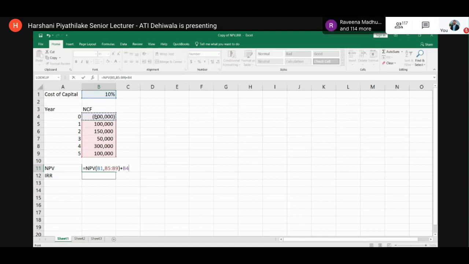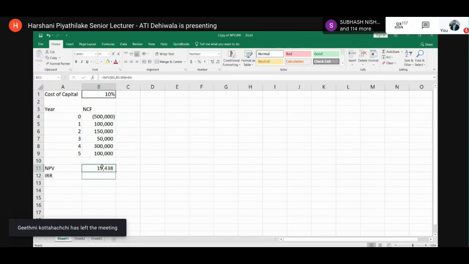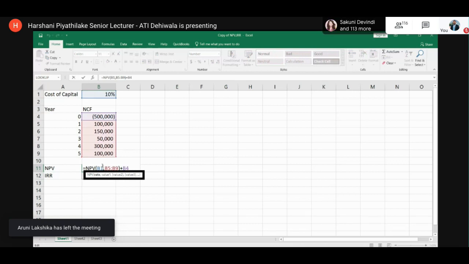We are going to discount the cash flow. Then it is discounted using 10%. Then when we get the present value, you can add the year 0 cash outflow amount, 500,000. Right? Then when you press the enter key, you can see it is 19,438. Very easy, right?